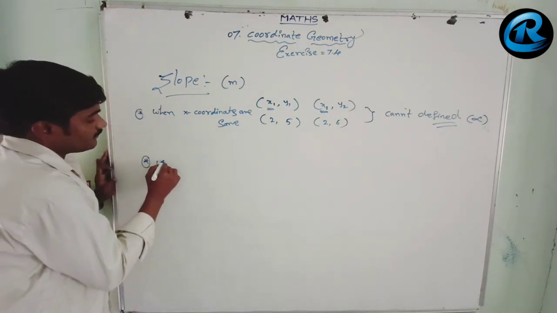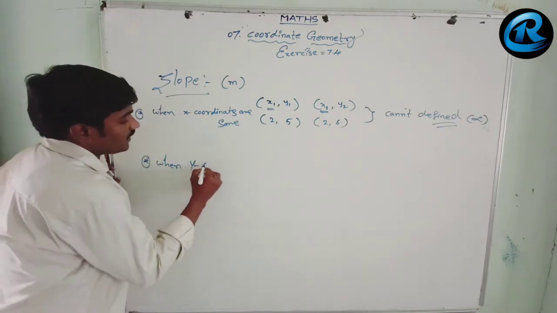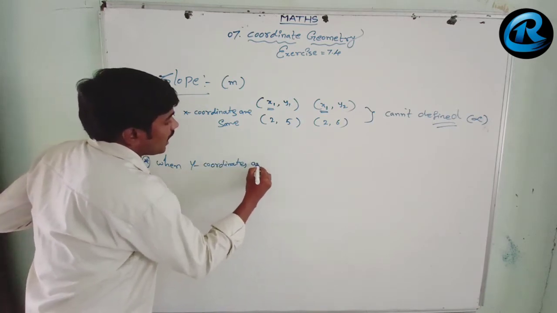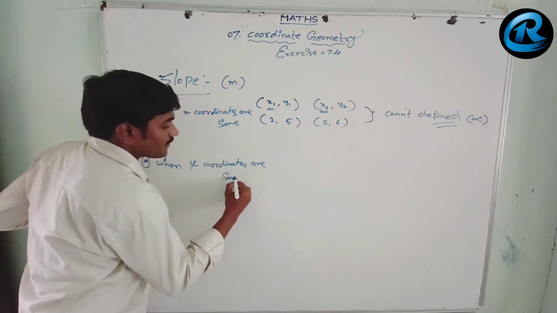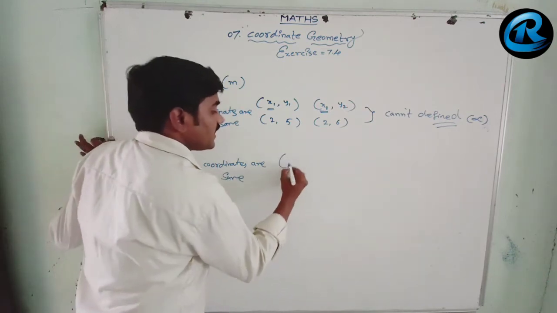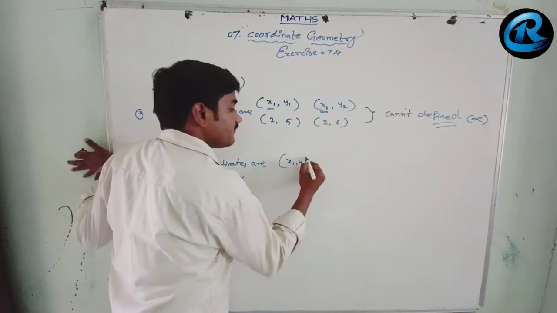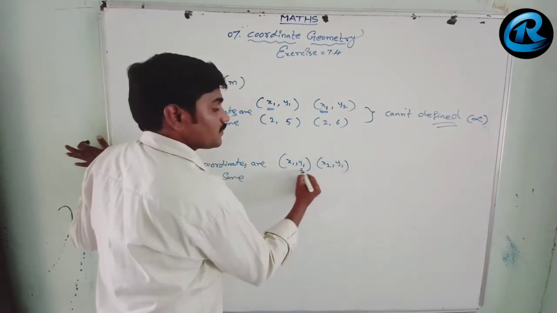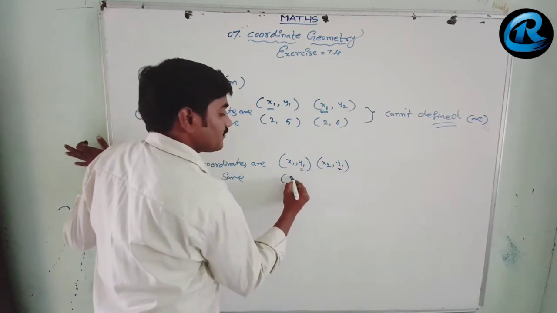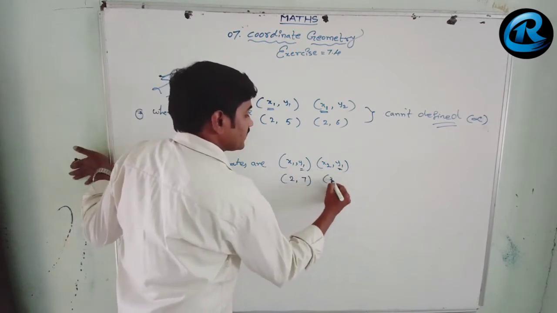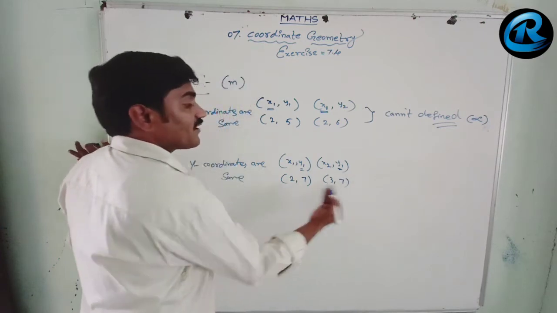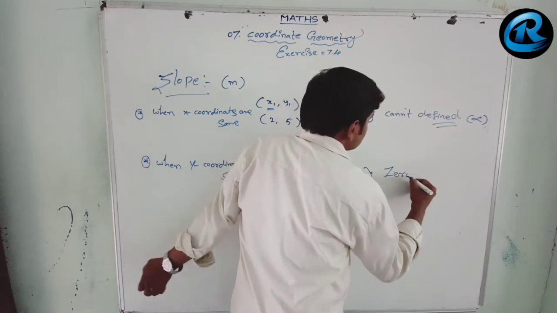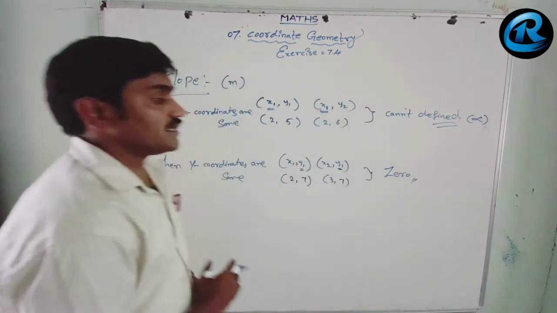And when y coordinates are same or equal, see that here x1 comma y1, here x2 comma y1, that means y coordinates are same. For example 2 comma 7 and 3 comma 7. What happens when y coordinates are same? The slope is 0.